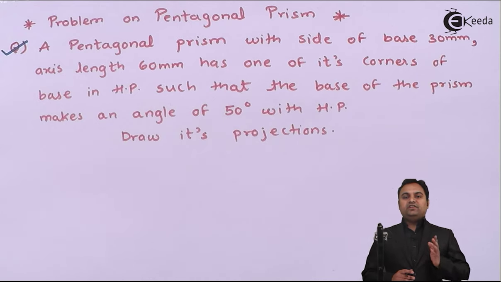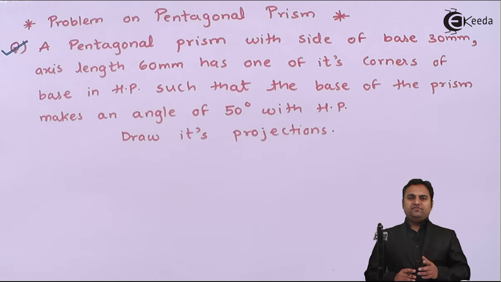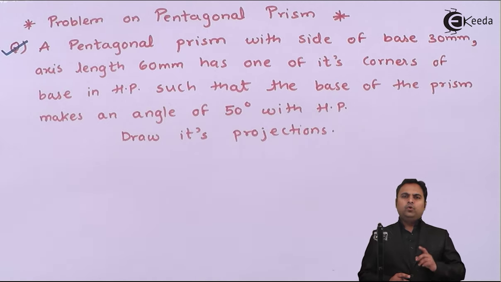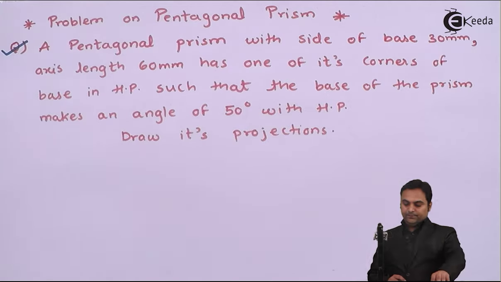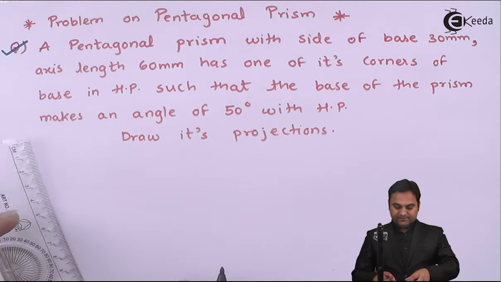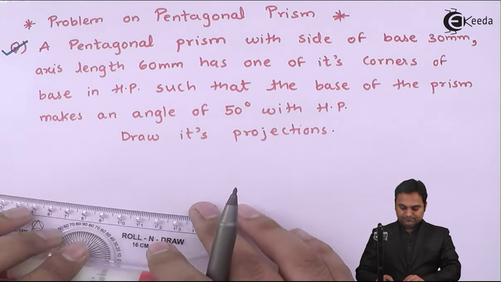That is, if the inclination is given with respect to HP, it will be seen in VP, or in other words, if the inclination is given with respect to VP, it will be seen in HP. So first I'll just draw the rough diagram of a pentagonal prism and explain what is the initial condition for this problem.